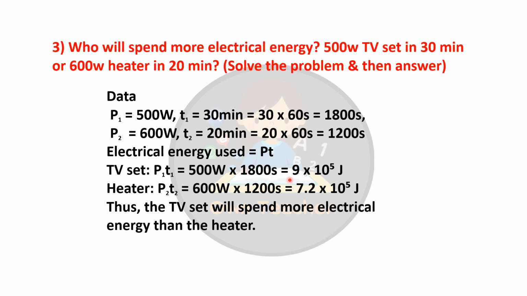1800 seconds, that is 9 into 10 raised to power 5 joule, and for the heater, P2 into T2 is equal to 600 watt into 1200 seconds, that is 7.2 into 10 raised to power 5 joule. Thus, the TV set will spend more electrical energy than the heater.